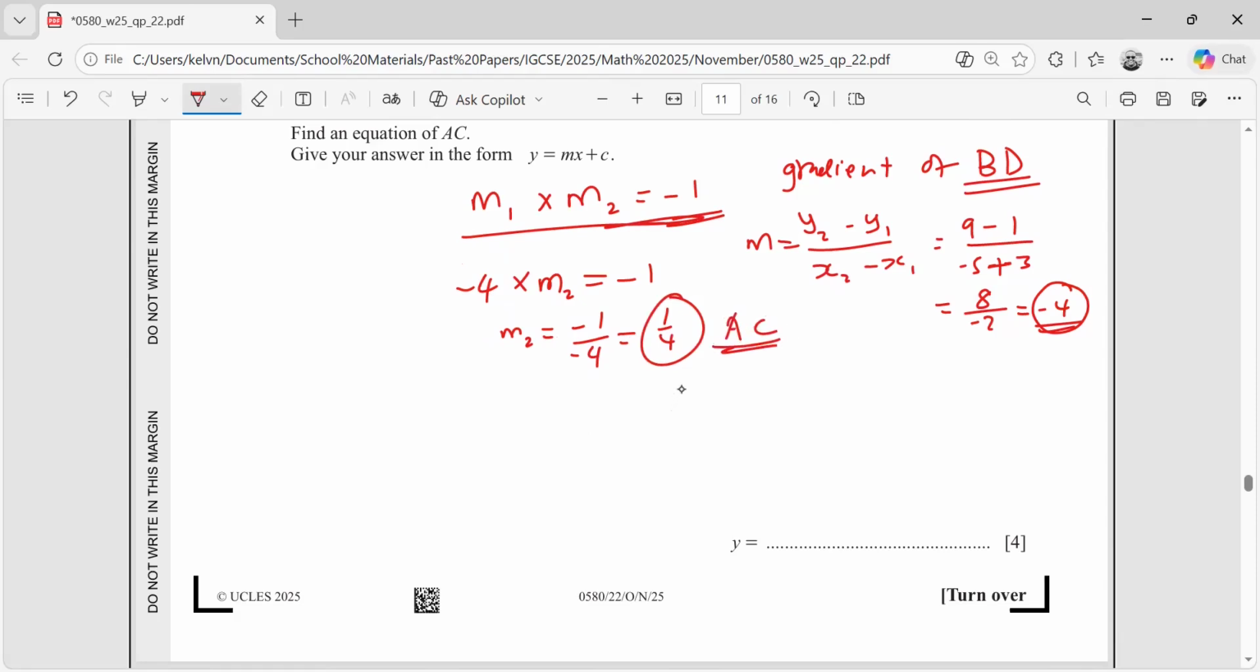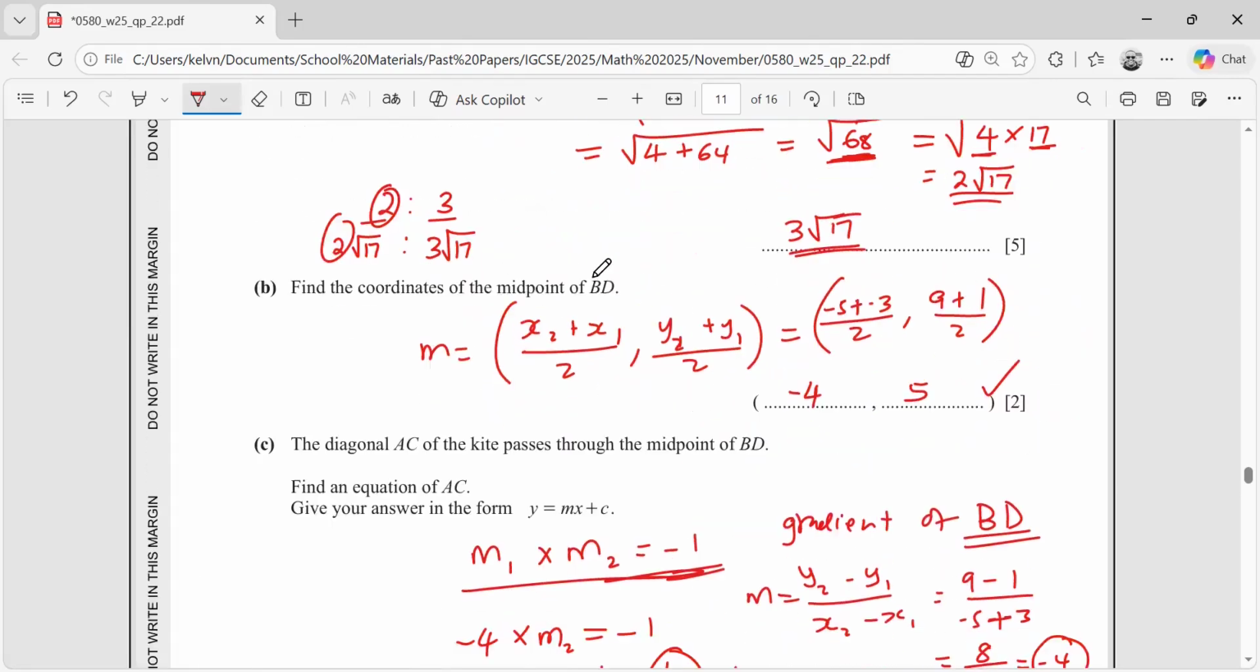And actually, if you know an equation of a straight line, use M to represent the gradient. Now notice, based on this, we already have our 1 over 4, which is our gradient. What we don't have is the C. And actually, the midpoint that we calculated earlier can help us find C. How cool is that?